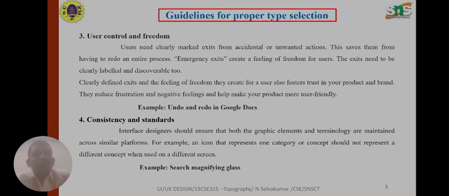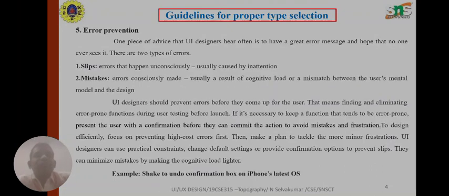Fourth, consistency and standards. Interface design should ensure that both the graphic elements and terminology are maintained across similar platforms. For example, an icon that represents one category or concept should not represent a different concept when used on different screens. For example, the search magnifying glass.